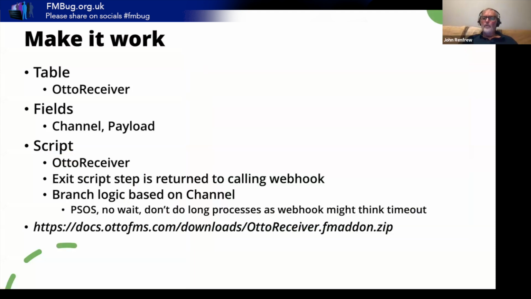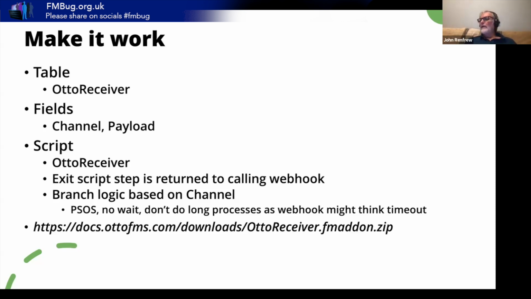To make webhooks work through Otto needs three things only. A table called Otto Receiver, two fields, one called channel and one called payload, and a script called Otto Receiver. Whatever is at the end of the Otto Receiver script is what gets passed back to the webhook. So when you test it, whatever's coming back out of that script comes back to you. Most webhooks are just looking for a 200 success. They're not looking for anything specific. It just enables you to understand what's going on.